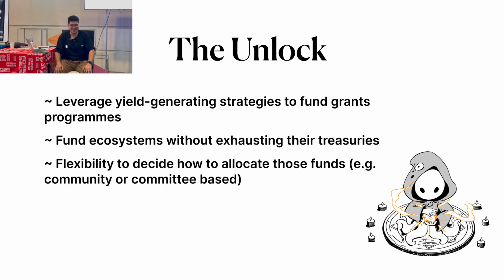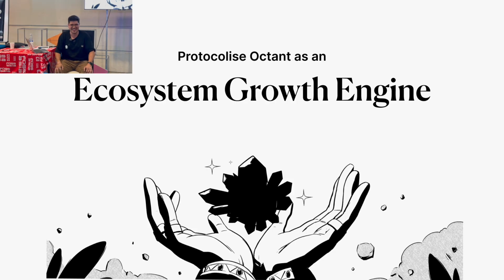Who would have thought? It's not a very genius idea, but someone had to build it, and that means funding ecosystems without exhausting treasuries, and also flexibility on how to allocate those funds. If you want to do community-based, more quadratic funding, you can do it. But if you want to still stay in charge, let's say with a committee or something like that, you can still do that. Degens meet regions. So yeah, in a nutshell, this is protocolizing Octant V1 as an ecosystem growth engine.